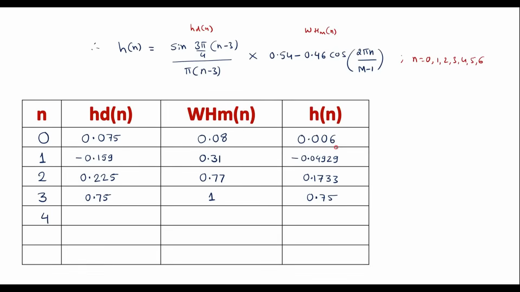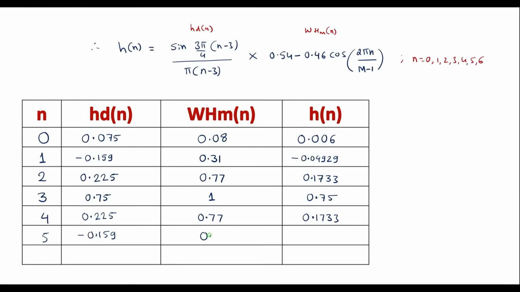So we know that h of n is symmetric about tau. So here tau value is 3. So it is symmetric about tau, means for n is equal to 4, it will be same as 2. N is equal to 5, it is same as 1. N is equal to 6, it is same as 0. So for n is equal to 4, it will be 0.225, and the value will be same, 0.77, and here it will be same, that is 0.1733. Similarly, for n is equal to 5, it will be same as minus 0.159.